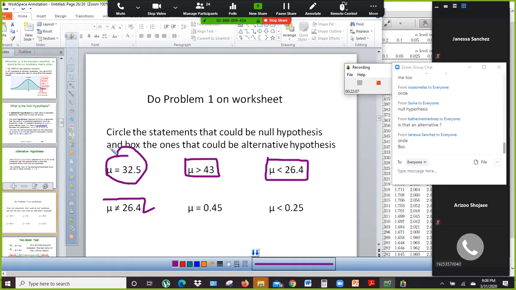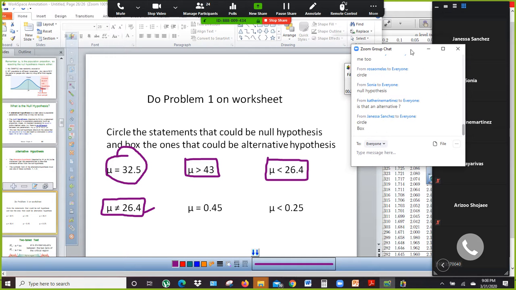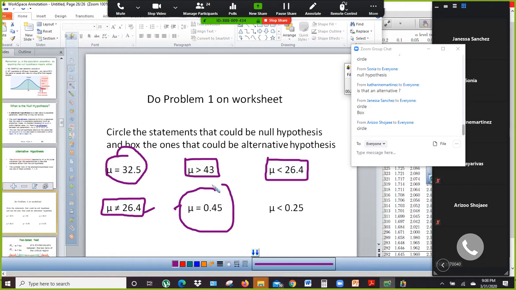Oops, I can't draw a box apparently. Rizzo, the next one in the middle, this one here. Circle, good. And then Soraya, the last one. Yep, alternative, good. That's the box. Great.